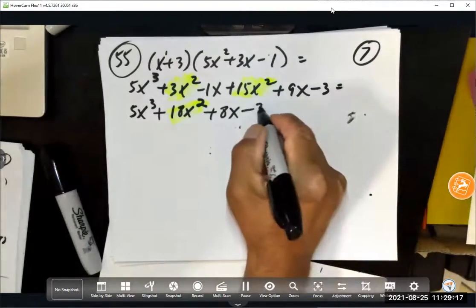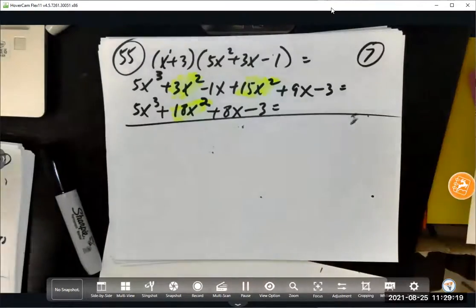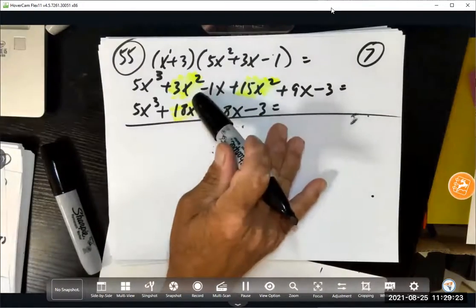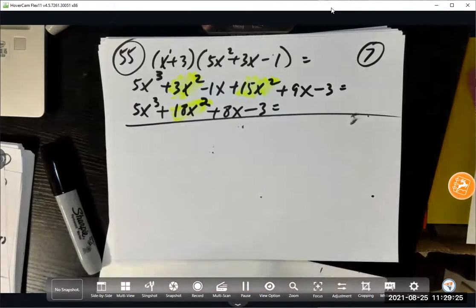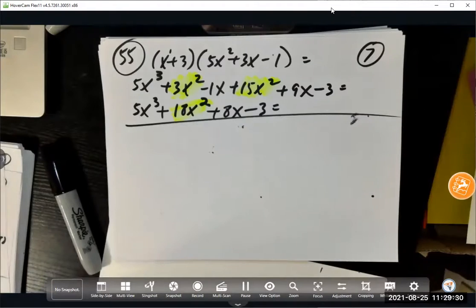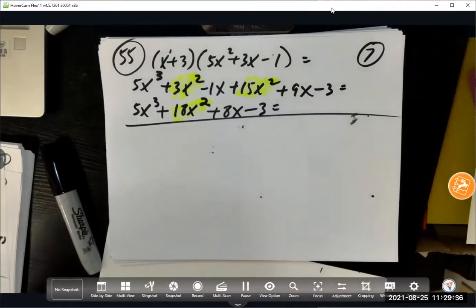Then the minus 3, like that. And then the powers, the x cubed terms by themselves, the x squared terms by themselves, the x terms by themselves, and the number. Okay, is that all right? Number 55, yes or no? Tell me yes or no. Yes, sir. Okay, now let me do a harder one than this.